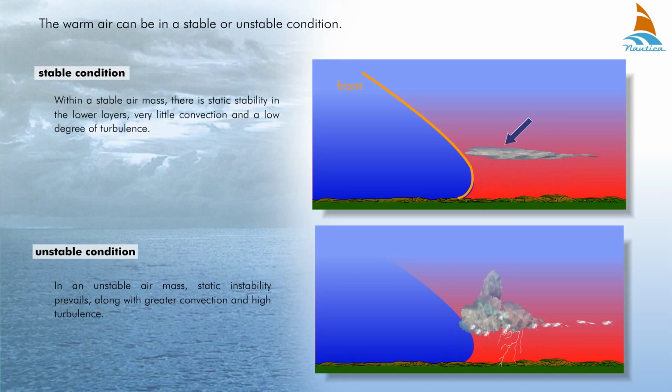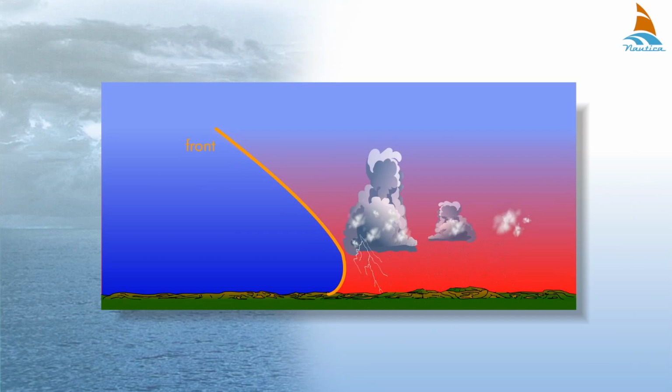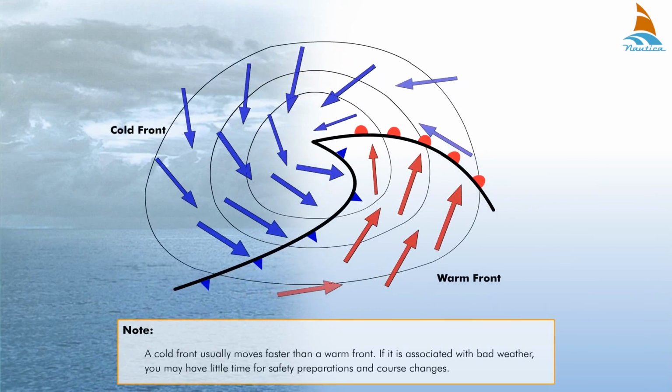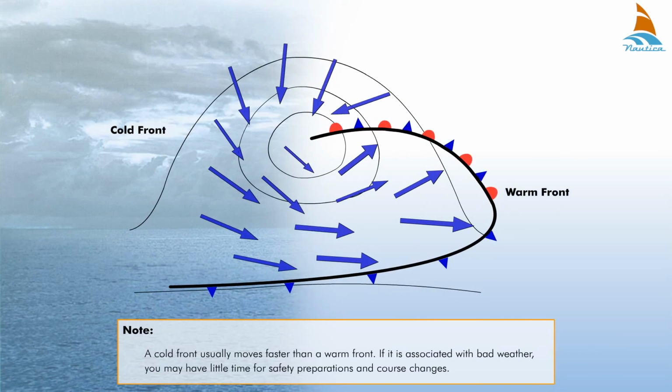If the warm air is stable, it can be overcast with rain occurring ahead of the front. If the air is unstable, cloud will form, typically cumulus and cumulonimbus, accompanied by thunderstorms. Occasionally, a continuous line of thunderstorms will form along the front, which is also called a squall line. Squalls may create fierce and destructive conditions such as strong winds, tornadoes, hail, or sleet. Note: a cold front usually moves faster than a warm front. If it's associated with bad weather, you may have little time for safety preparations and course changes.